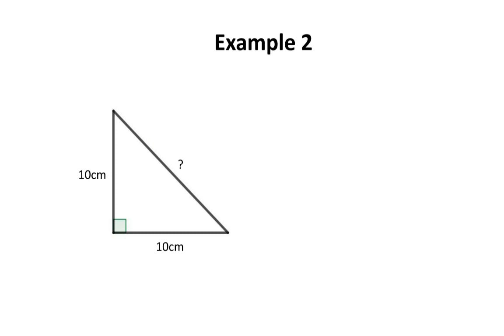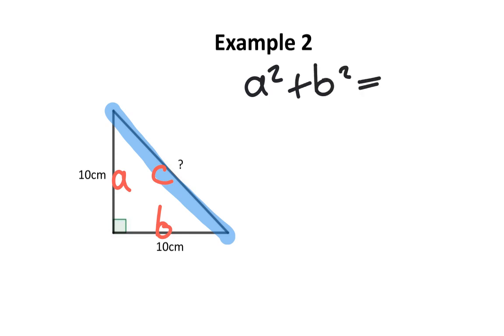In our second example, we need to determine the length of this hypotenuse. Again, let's begin by labeling this diagram. I'm going to label that A since that side is a leg. I'm going to label that B since this is the other leg. And I'm going to label that C since this is the hypotenuse. We know that the relationship between the sides of a right triangle is A squared plus B squared equals C squared. I'm going to replace some of these variables with their known values.